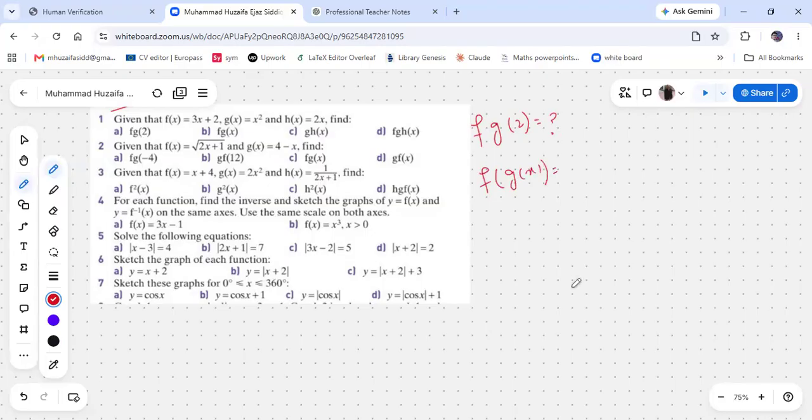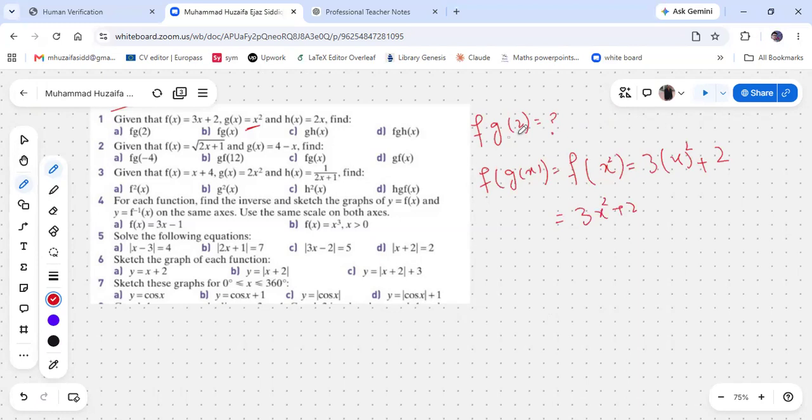So f is as it is. g is equal to x square. So we are replacing x with x square in the f function. So this is 3 into x square, and this is 2. So this gives us 3 of x square plus 2.